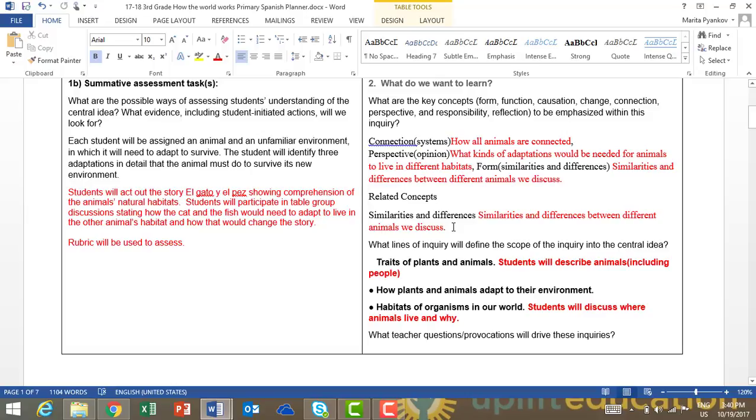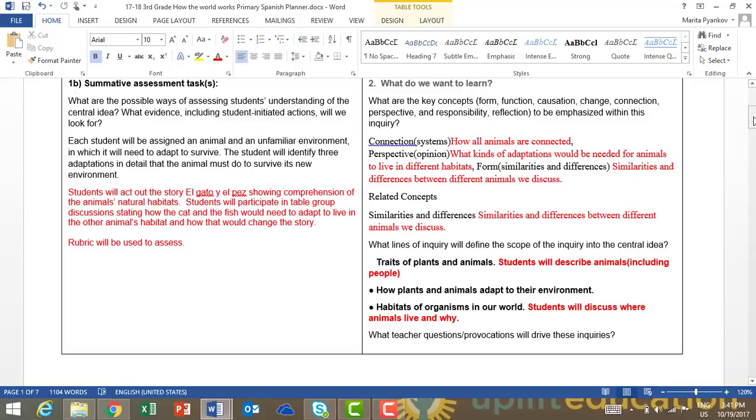The lines of inquiry down here, again, these were picked already, so I have written in here how we will connect to the traits of plants and animals. We're going to describe animals, and we can include people in there.